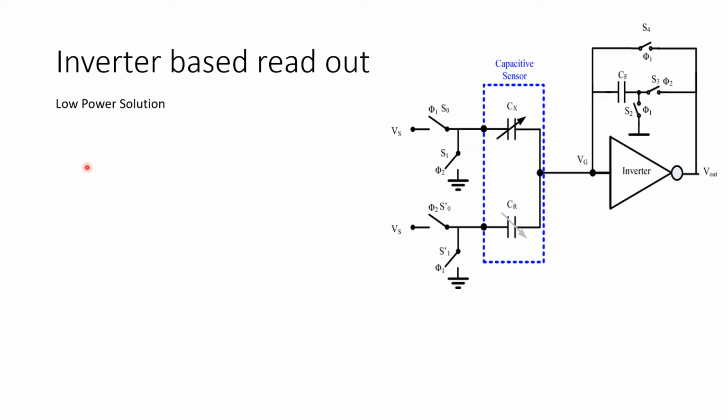Till now, we have looked at having a high gain amplifier present in the circuit for the readout of the capacitance. Now, we will look at a low power solution, which is more digital friendly, as well as small signal and lower technology node friendly to implement the same capacitive sensor.